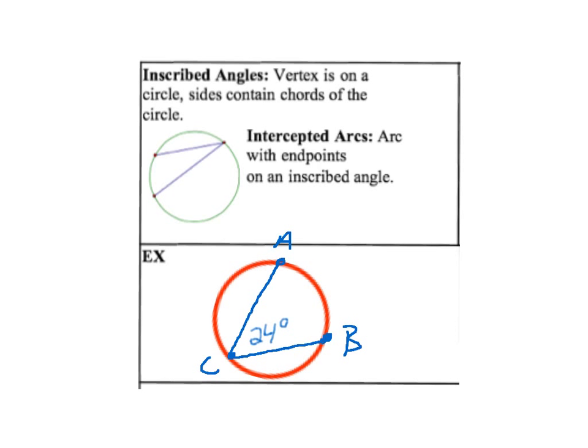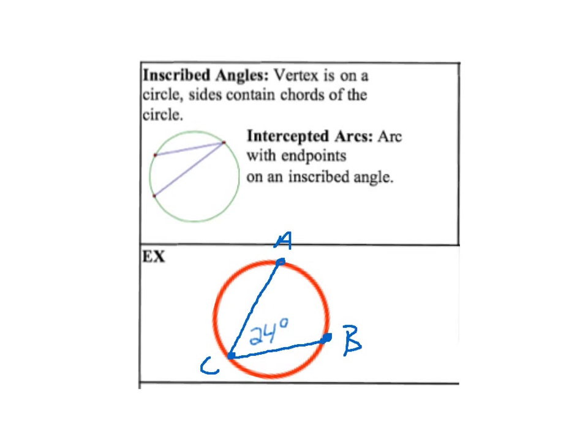The intercepted arc is the arc with endpoints on the inscribed angle. So this is what we're talking about when we talk about the intercepted arc. And the theorem that we've learned tells us that if I want to find this arc measure right here, like AB in the example, it is twice the value of the angle. So the arc measure is twice the value of the angle.